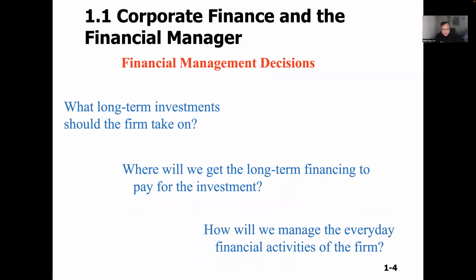Financial management decisions. Okay, so when you ask the first question, what long-term investment should the firm take on? So that would be a plan, right? That would be a budget. That would be a thinking ahead of time. So this is the capital budgeting, okay?